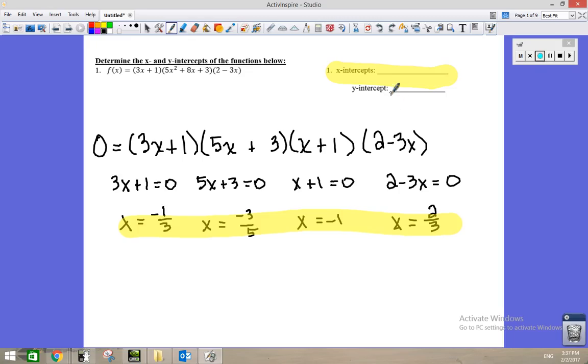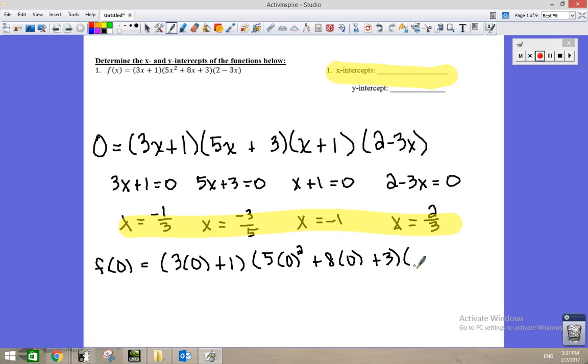What about the y-intercept? Well, for the y-intercept, you let x equal 0. Using this function notation, we plug in 0 into the function. So this first factor, 3 times 0 plus 1. This middle factor, 5 times 0 squared plus 8 times 0 plus 3. And this last factor, 2 minus 3 times 0.